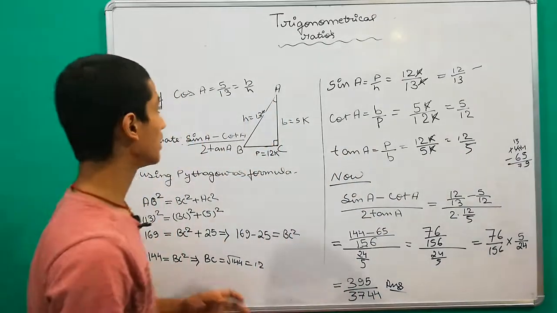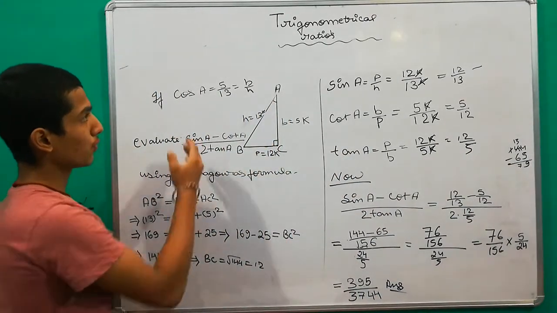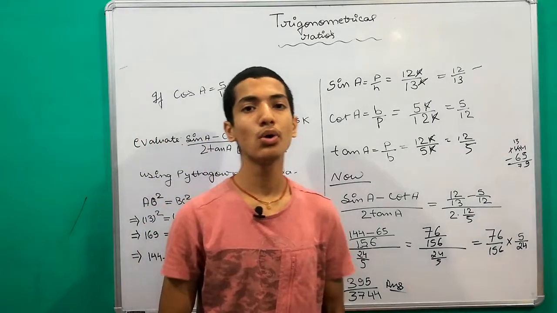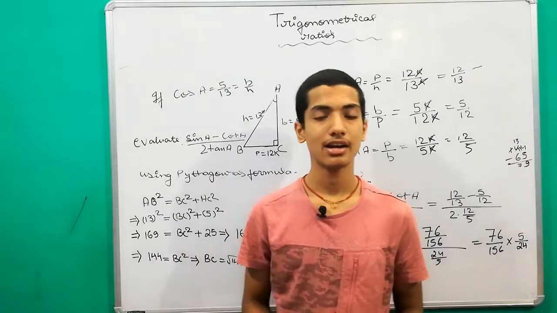So this is how we evaluate when one trigonometrical ratio is given, friend. In the next video I will explain the second exercise and some questions of it.